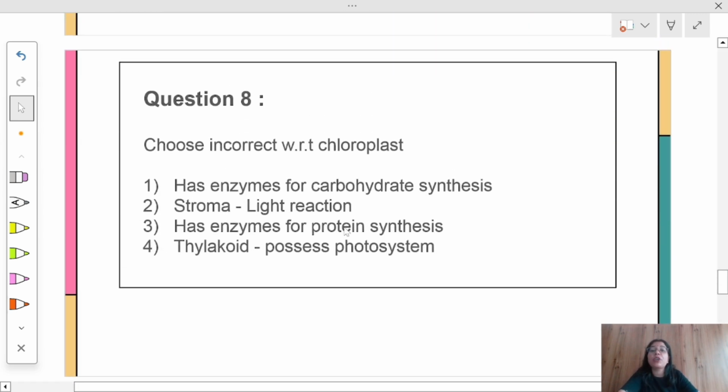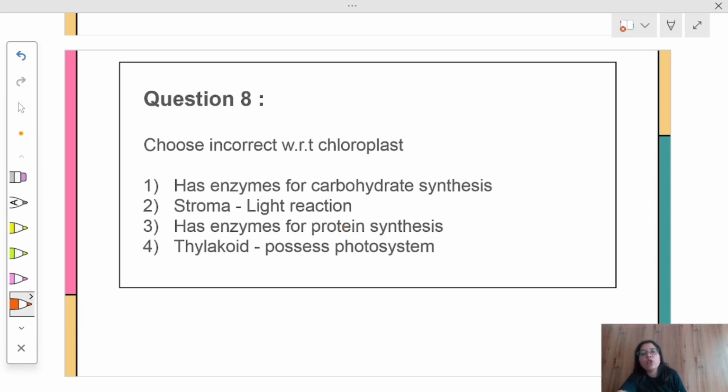Choose incorrect with respect to chloroplast. Which particular option is not correct for chloroplast? So chloroplast, does it have any enzyme for carbohydrate synthesis? Definitely, chloroplast is that cell organelle where photosynthesis takes place, where sugar formation occurs. So yes, it has enzymes for carbohydrate synthesis.